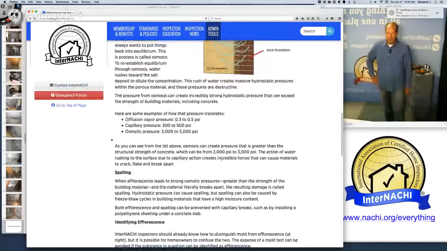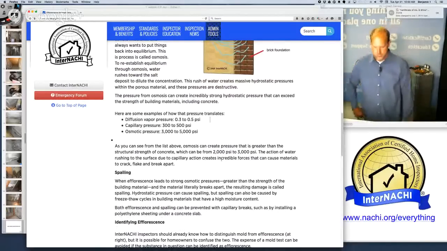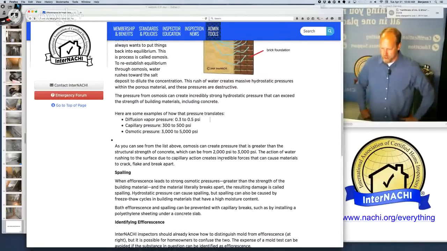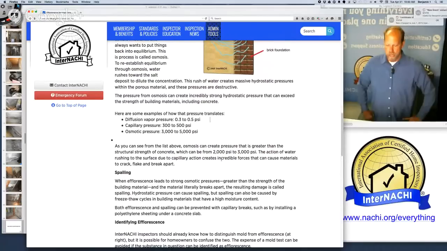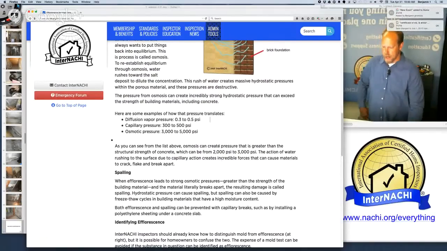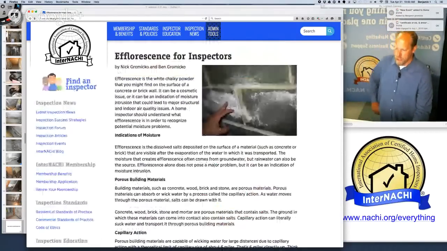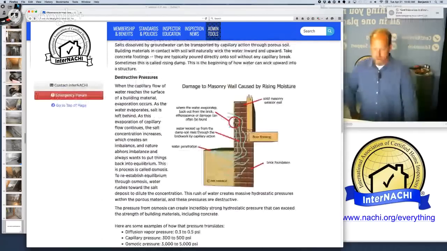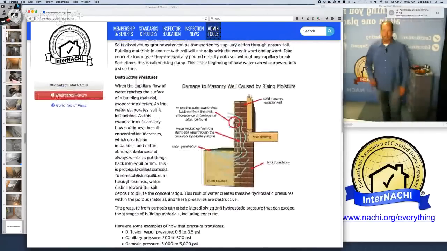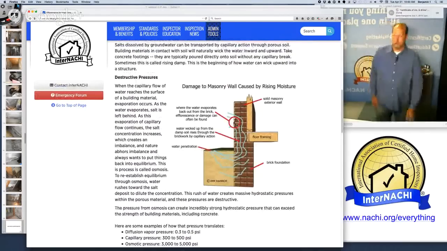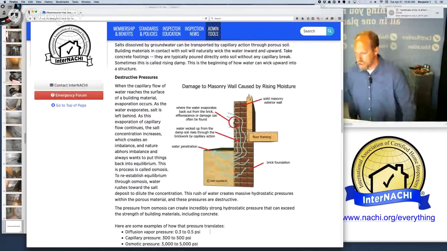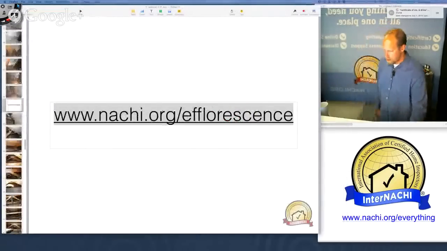Osmosis can create pressure that's greater than the structural strength of concrete, which can be from 2,000 psi to 3,000 psi. The action of water rushing to the surface due to capillary action creates incredible forces that can cause materials to crack, flake, and break apart. So that's why you sometimes get a brick veneer that's absorbed moisture and has blown off the face. So really good training that's available for inspectors out there.